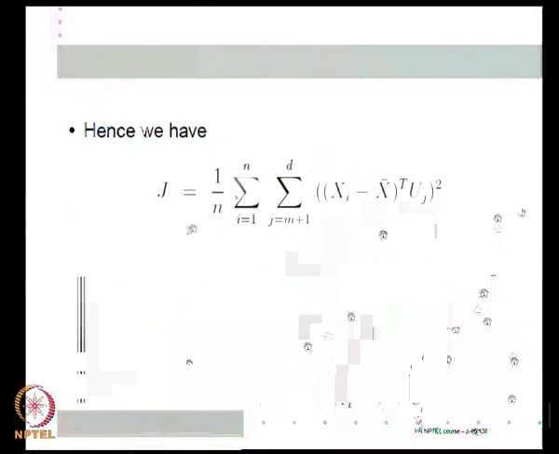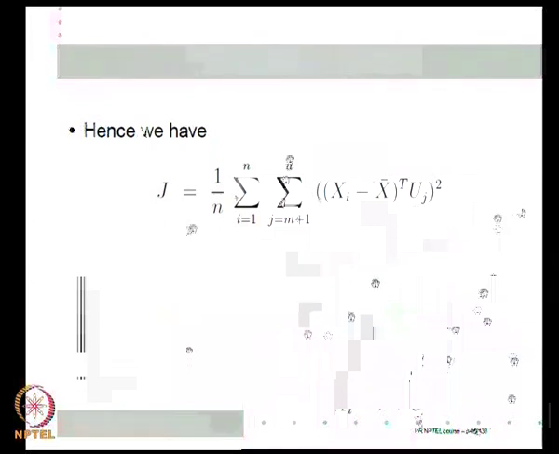So, my actual mean square error J is the sum of this over i is equal to 1 to n divided by n, right. So, my J is 1 by n, summation i is equal to 1 to n, xi minus xi tilde whole square, which is this. So, I can write that as sum over j is equal to m plus 1 to d of xi minus x bar transpose uj whole square. Now, xi minus x bar transpose uj is a scalar, right. So, I can write it as xi minus x bar transpose uj or uj transpose xi minus x bar.